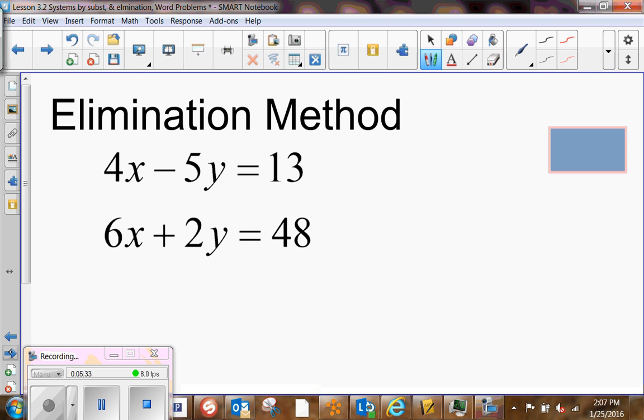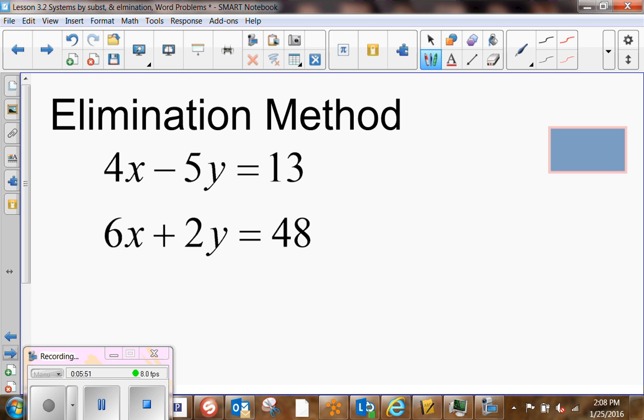All right, so that's substitution. Now let's go to the elimination method. This is the one you probably remember the most, it's the one most people use the most. Again, what is the root word in elimination? And what does eliminate mean, Trina?